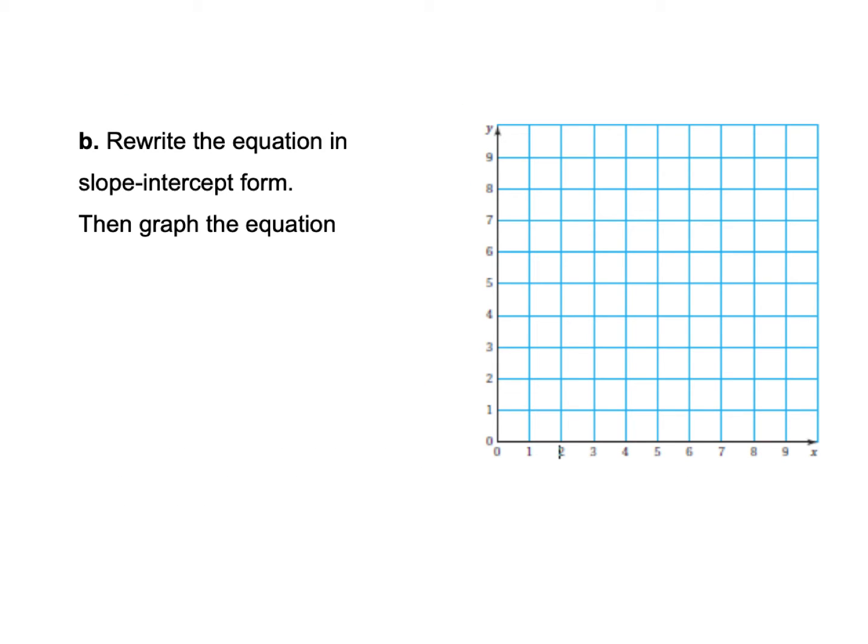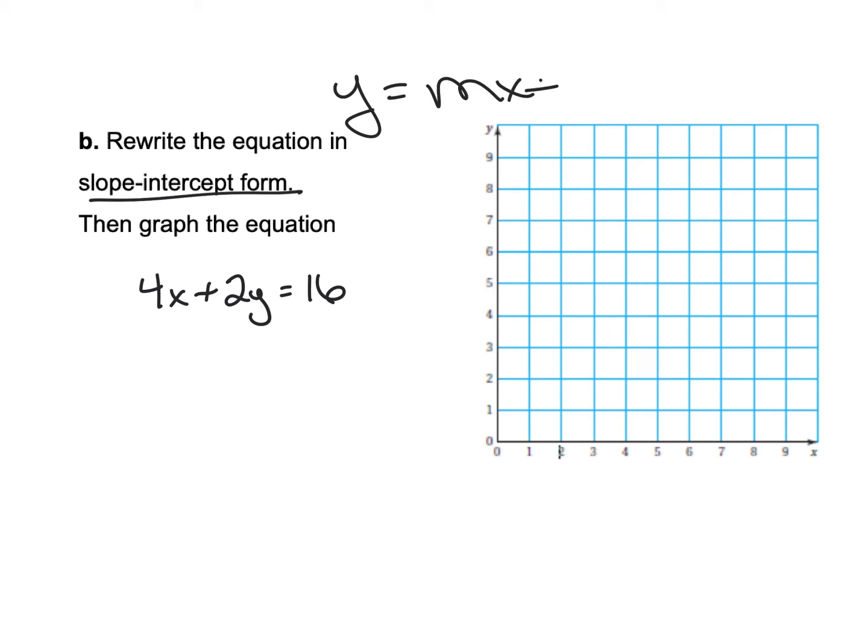Rewrite the equation in slope-intercept form. So we've got 4x plus 2y equals 16, and we are going to rewrite it in slope-intercept form. So remember, slope-intercept form is y equals mx plus b. We should be getting really good at it.